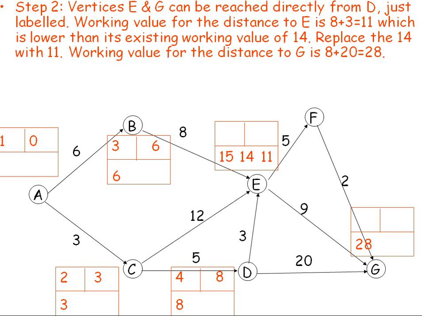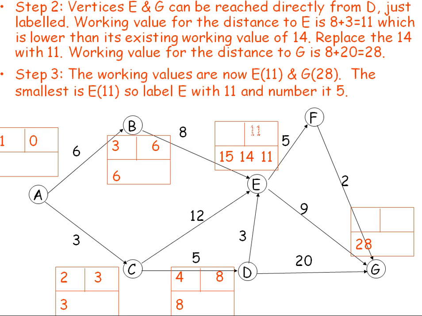Of the nodes which are not permanently labelled but have working values, what's the smallest working value? 11 at E. So E is now permanently labelled 11. And E, that is the fifth one I have labelled. So I've just finished labelling E. It's been made permanent. Where can I go directly from E?